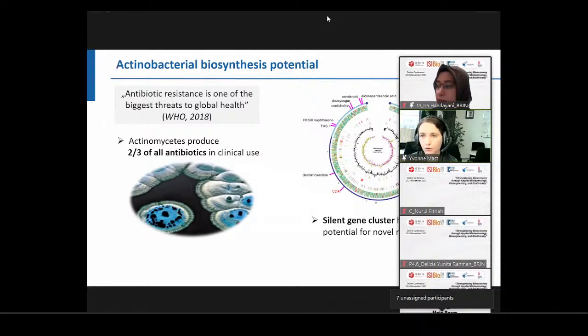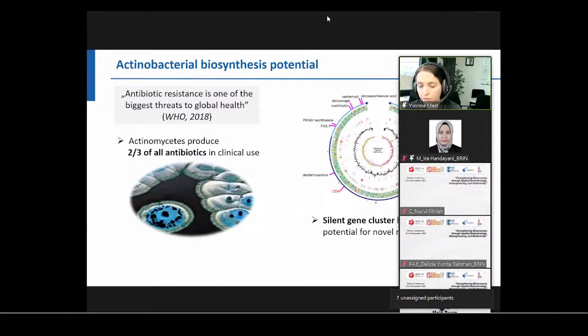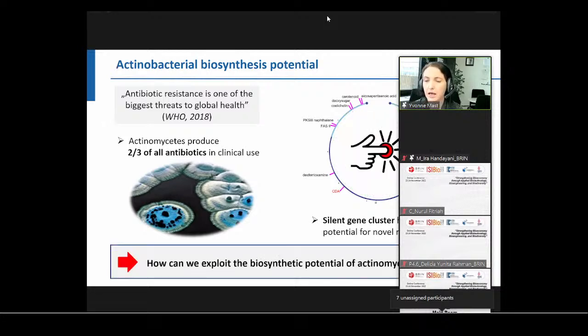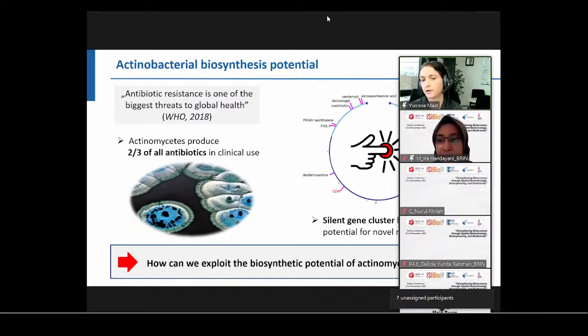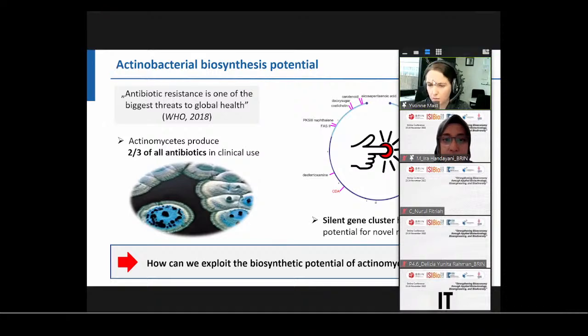This is not only true for that organism. Nowadays we have more than hundreds of genome sequences available from different actinomycetes, and it turned out that this is true for a lot of these producing organisms. Obviously, actinomycetes still hold a huge potential for the production of novel secondary metabolites. Of course, the current trend is to activate these silent gene clusters. Now I would like to introduce you to how we can activate those silent gene clusters in actinomycetes.